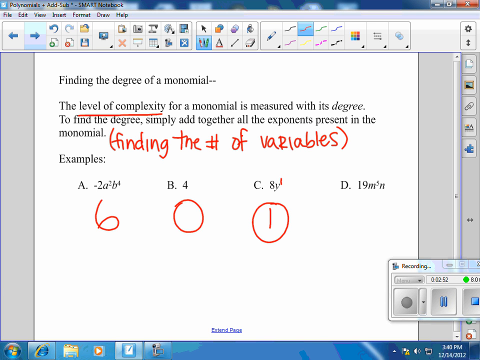Be careful with the next one. Even though the only exponent we see is 5, remember that n has a 1 to it. And also remember, we're finding the number of variables. So we have 5 m's and 1 more n, and that will give us 6.